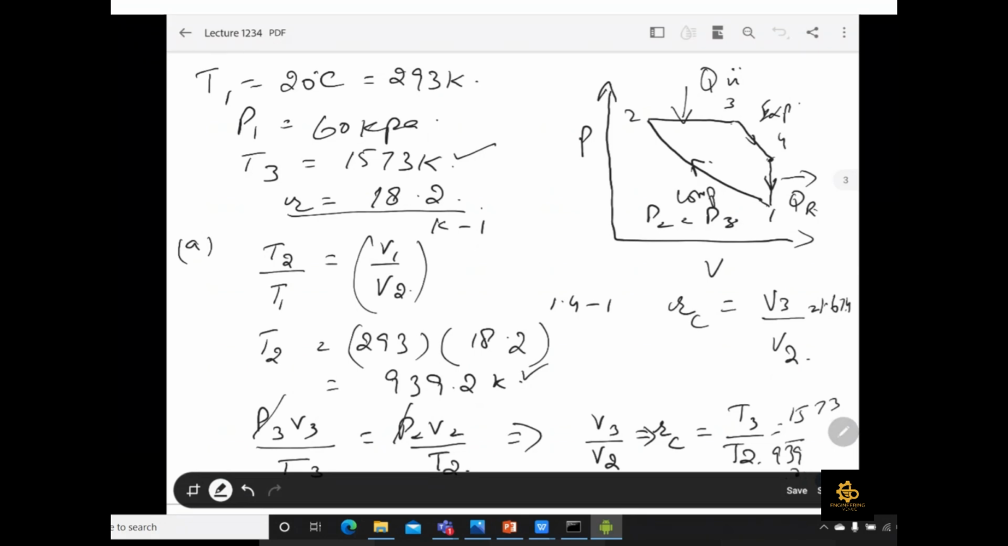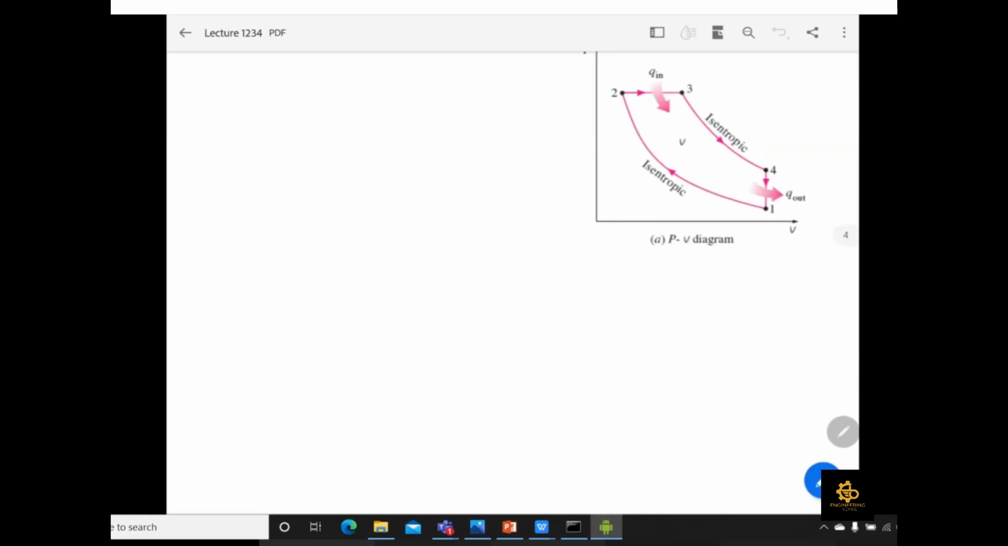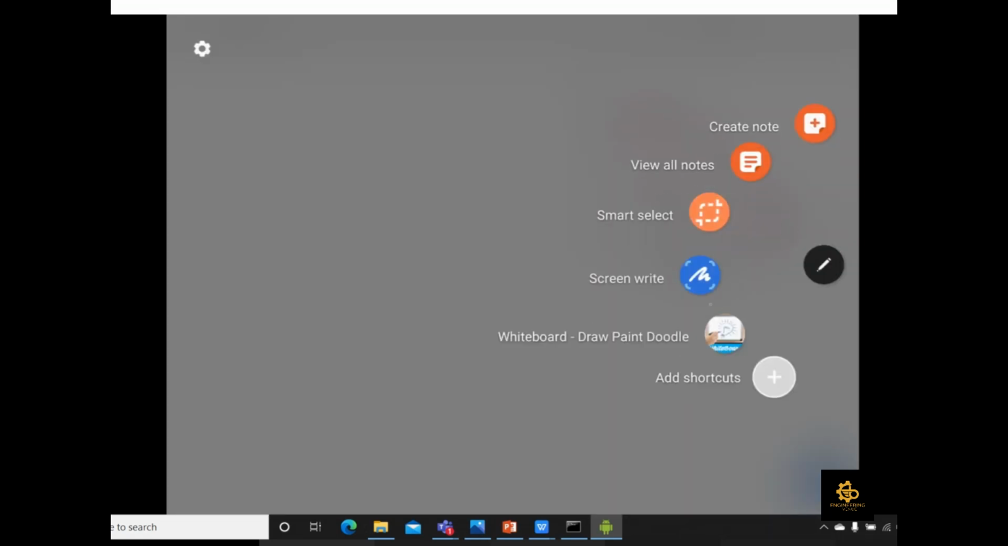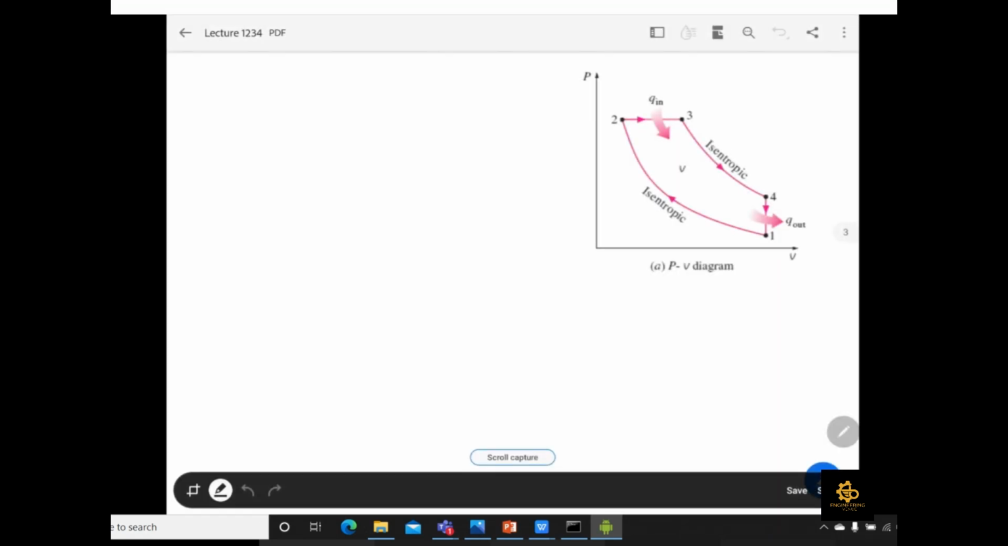So now we will move towards part B. You can note it down, then I will move towards the next one. Here the PV diagram is clearly drawn, so you can just correlate with it.